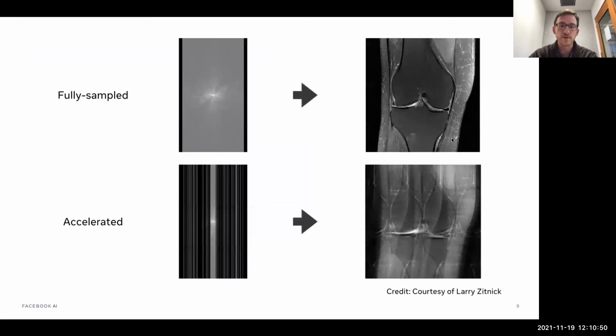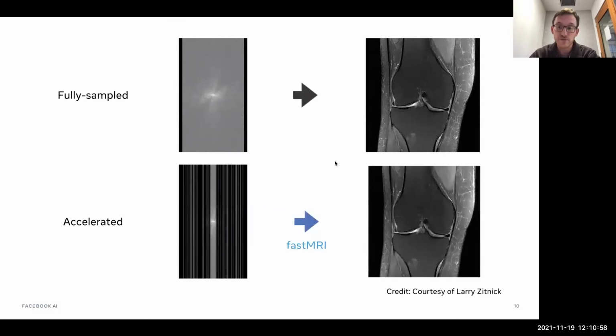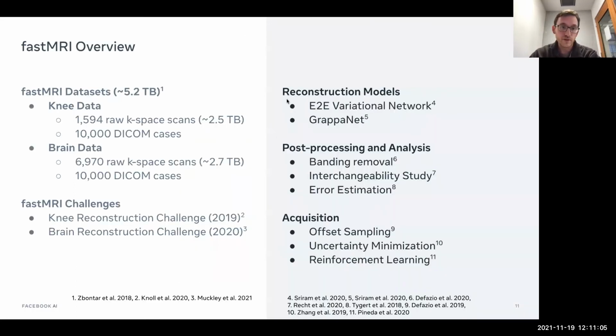And so the goal of the fastMRI project is essentially to take what we can get from parallel imaging, which is about 2x acceleration, and pump it up higher, maybe to 4x, using AI-based reconstruction methods. And with this goal, we launched the fastMRI project.